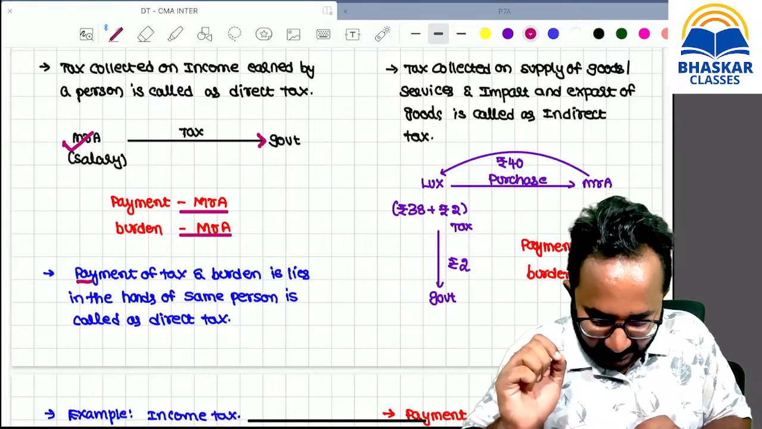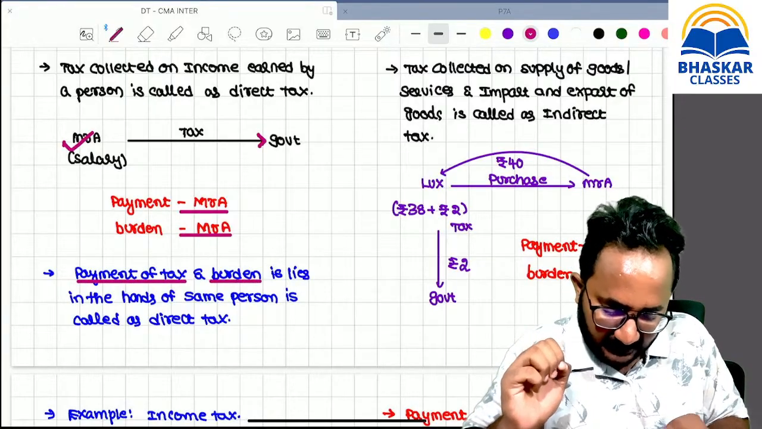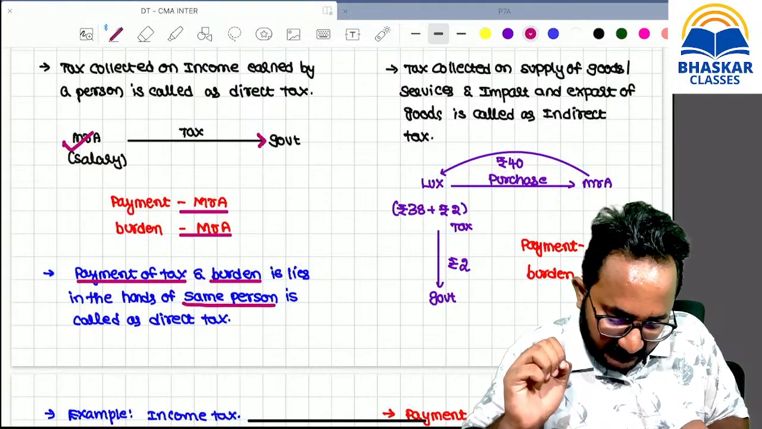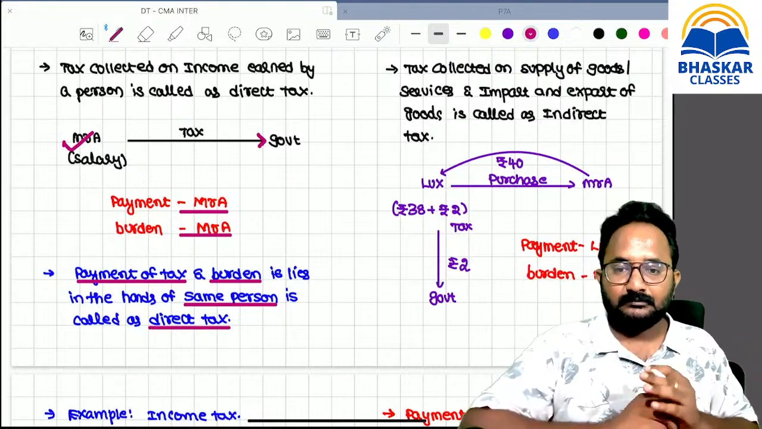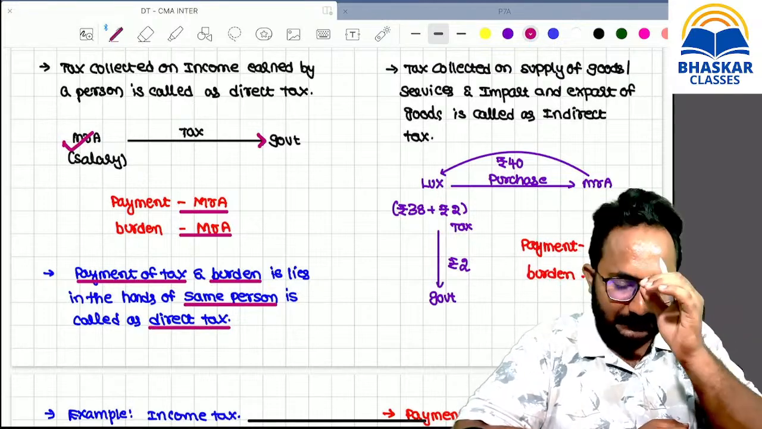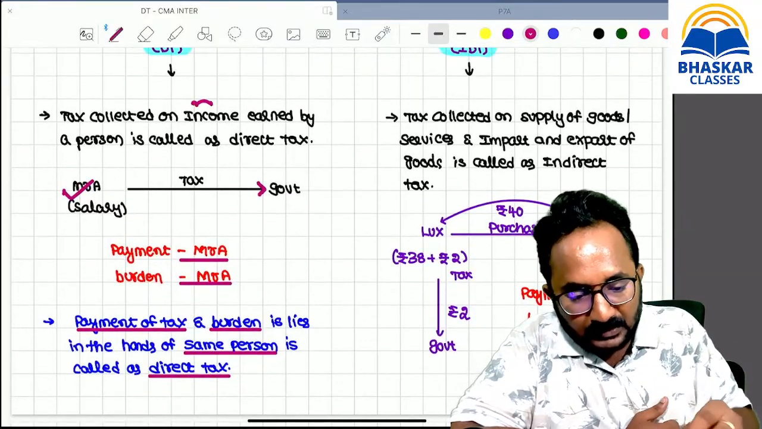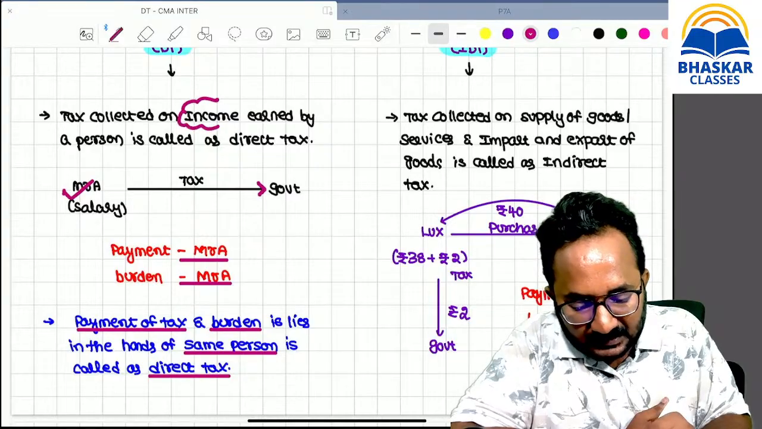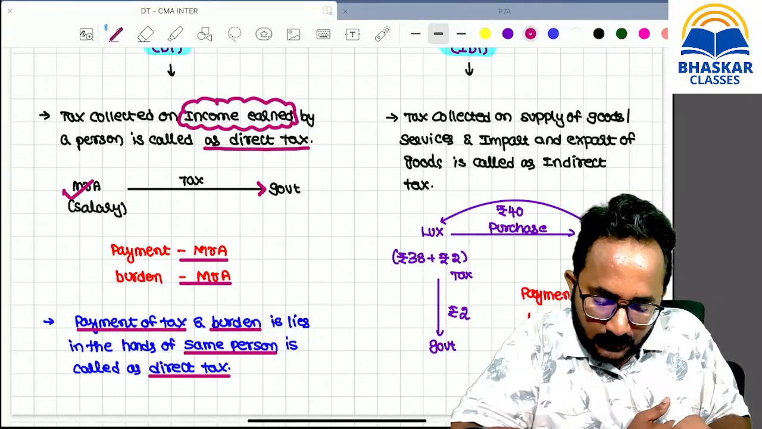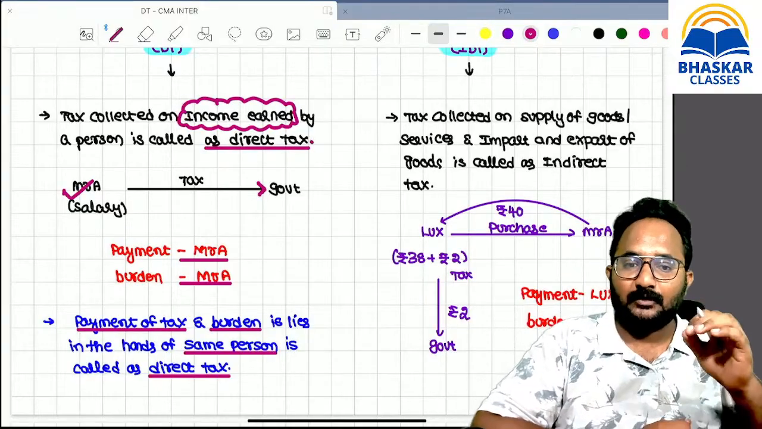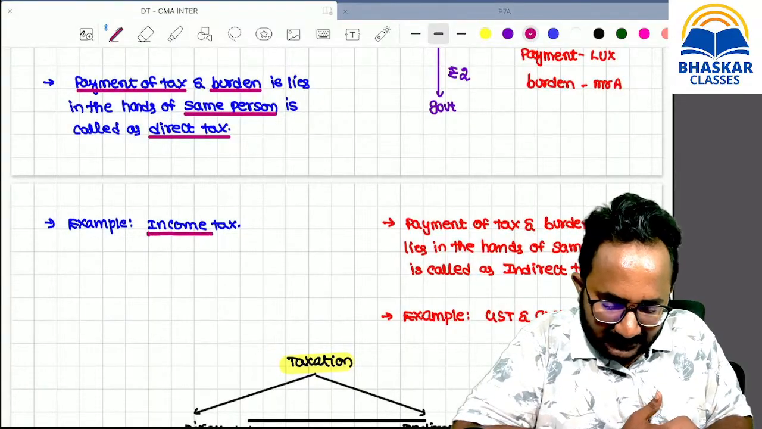Payment of tax is done by Mr. A. The burden also is in the hands of Mr. A. So payment and burden in the hands of the same person is called what? Direct tax. I can say one more way: tax collected on income earned by a person is called direct tax. One of the examples of direct tax is wealth tax.